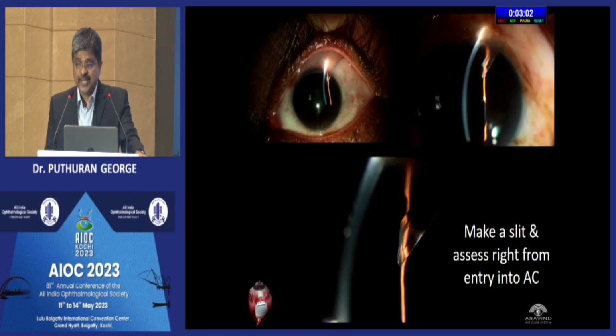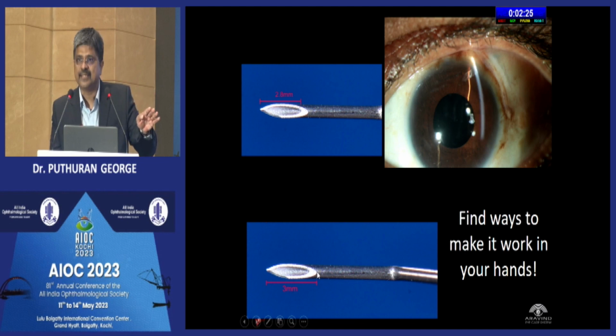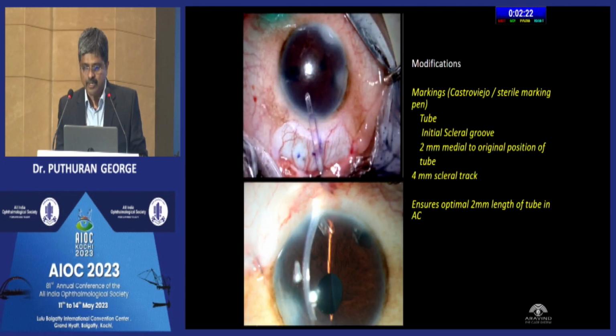You have to find ways to make sure that the tubes are positioned as close to the iris intraoperatively. If you make a slit right from the entry into the anterior chamber, this distance should be maintained: the slit on the cornea, the slit on the tube, and the slit on the iris. If you see very carefully, compare this distance with the distance from the tube to the iris. Find ways to make it work in your hands. This is a 3 millimeter distance. We usually find that if you dip into the anterior chamber, you go into the scleral tract, and if you dip between 2.8 and 3 millimeters, usually you get a good position of the tube in the anterior chamber.